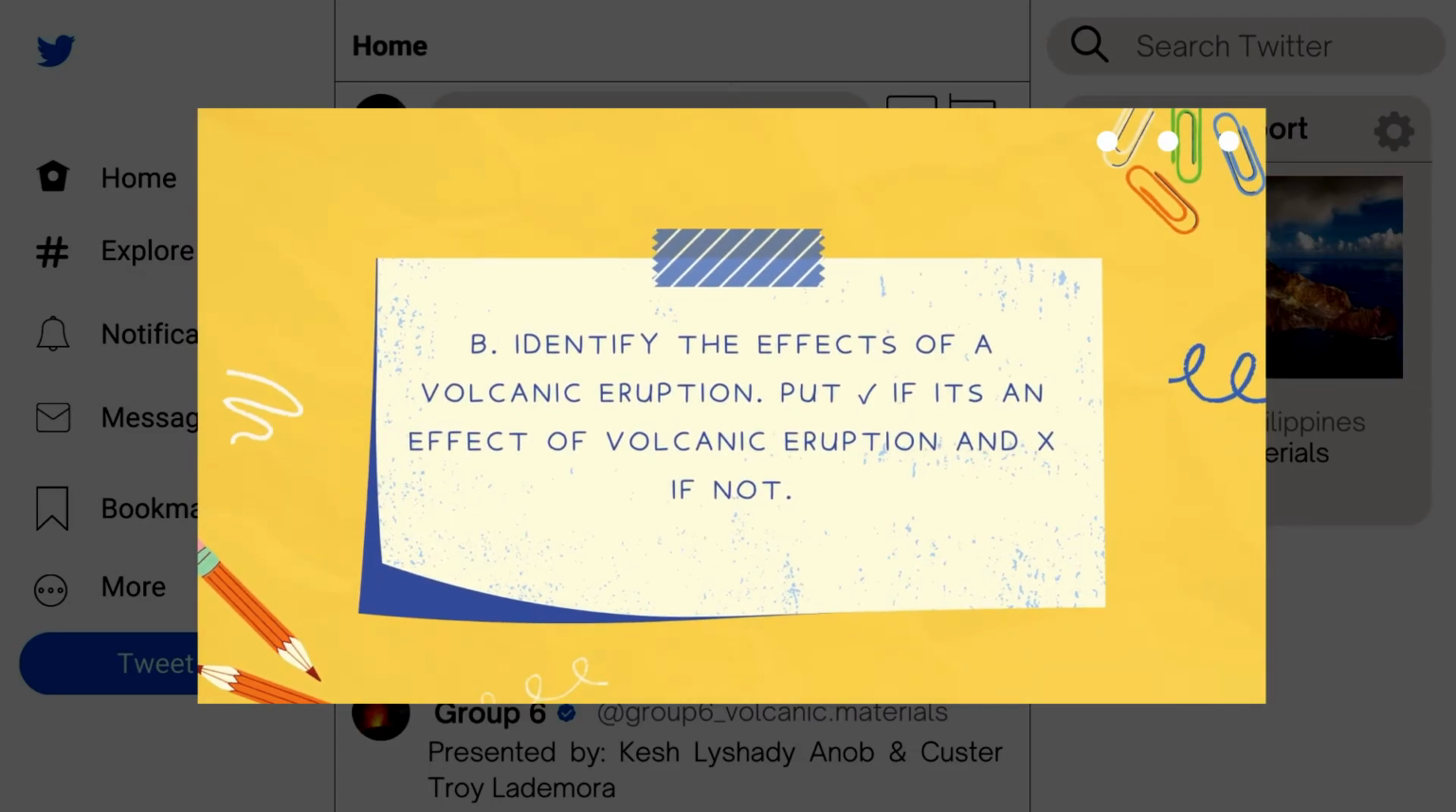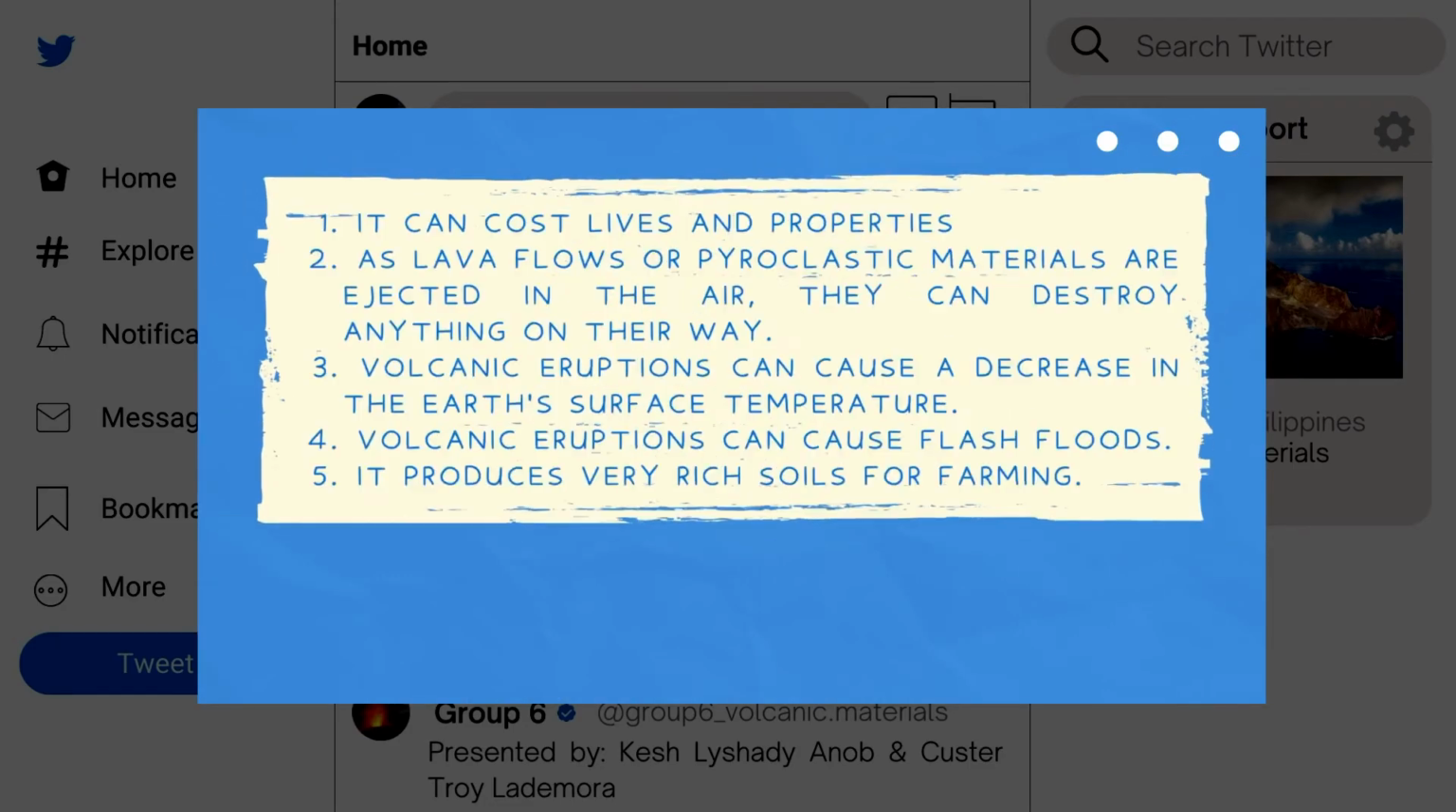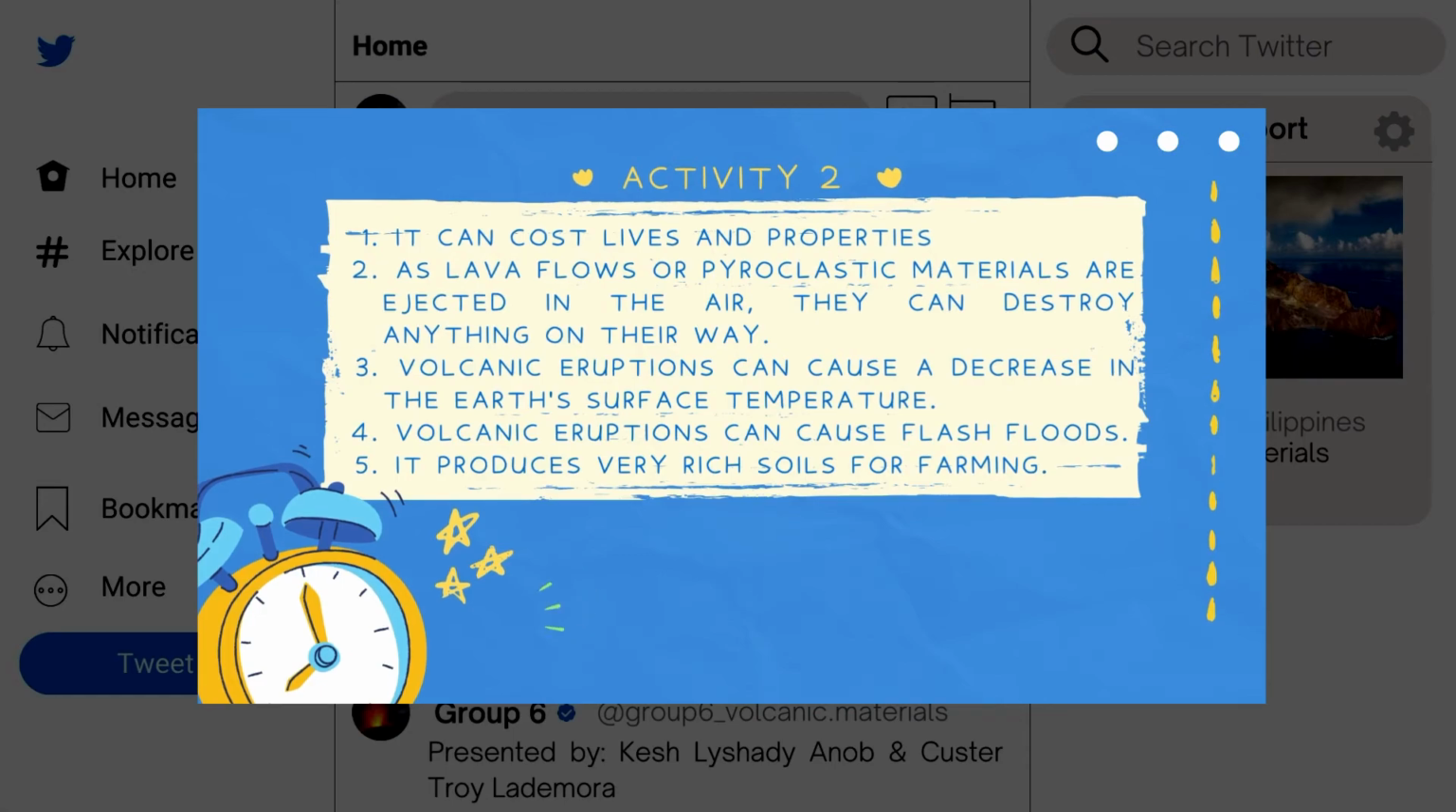Directions: identify the effects of a volcanic eruption. Put a check if it is an effect of volcanic eruption and X if not. Activity 2. Number 1. It can cause loss of lives and properties. Number 2. As lava flows or pyroclastic materials are ejected in the air, they can destroy anything in their way. Number 3. Volcanic eruptions can cause a decrease in the Earth's surface temperature.